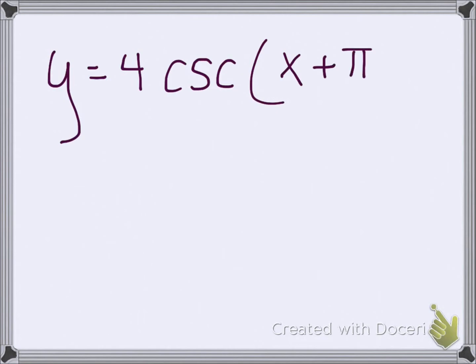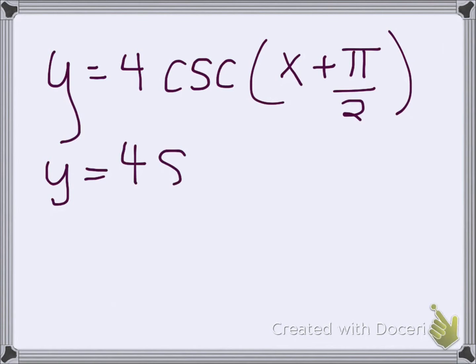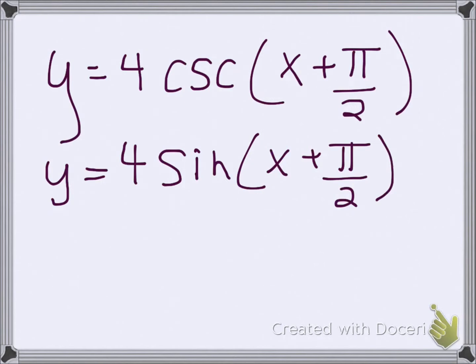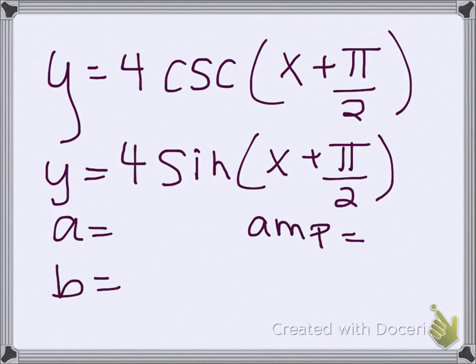Okay, so your problem is y equals 4 cosecant x plus pi over 2. The original root of cosecant, you have to remember, is sine. So you would take this as if it were y equals 4 sine x plus pi over 2. So first we have to find the A, the amp, the B, there is a C, and the period.